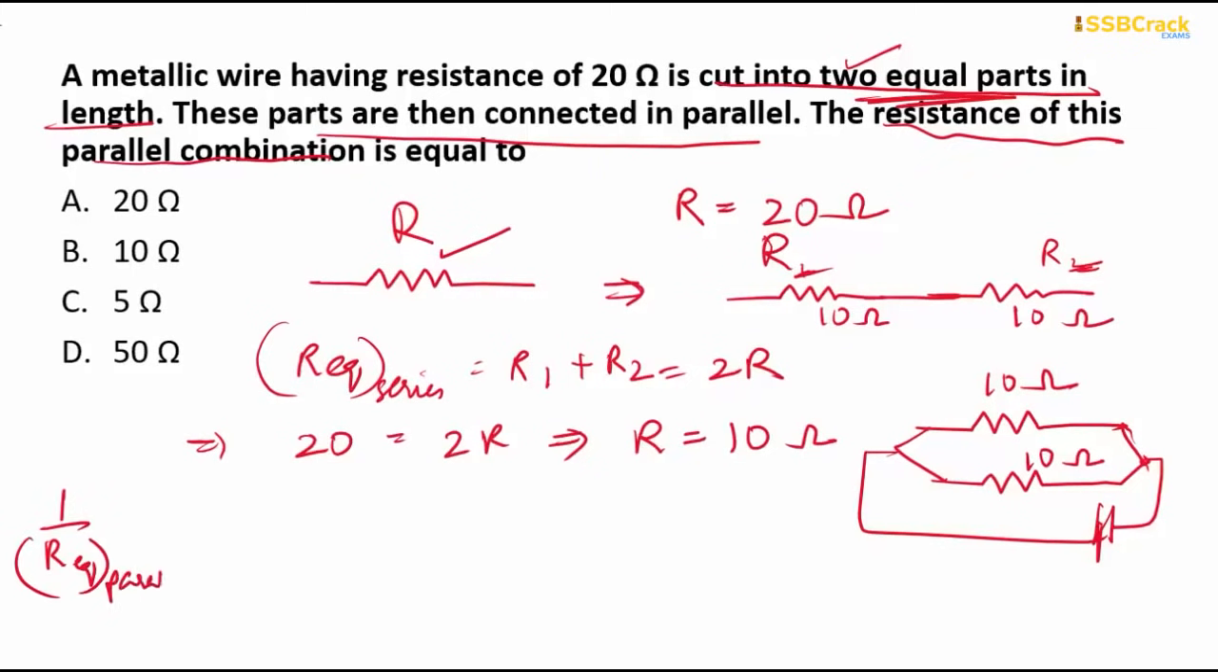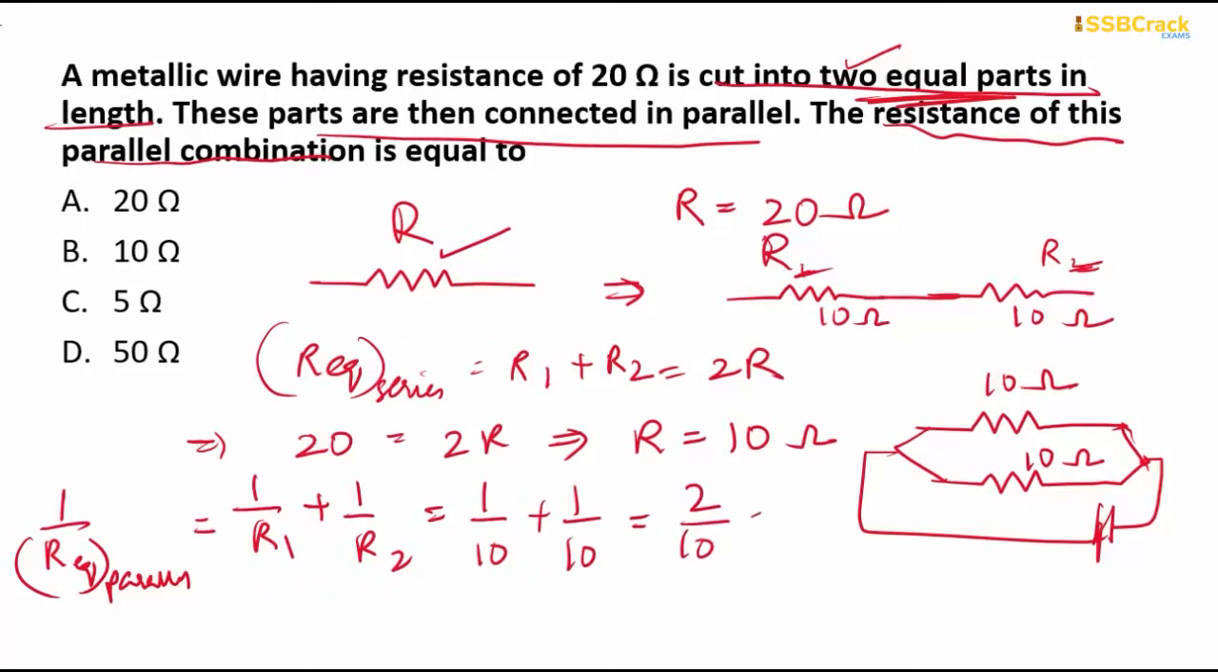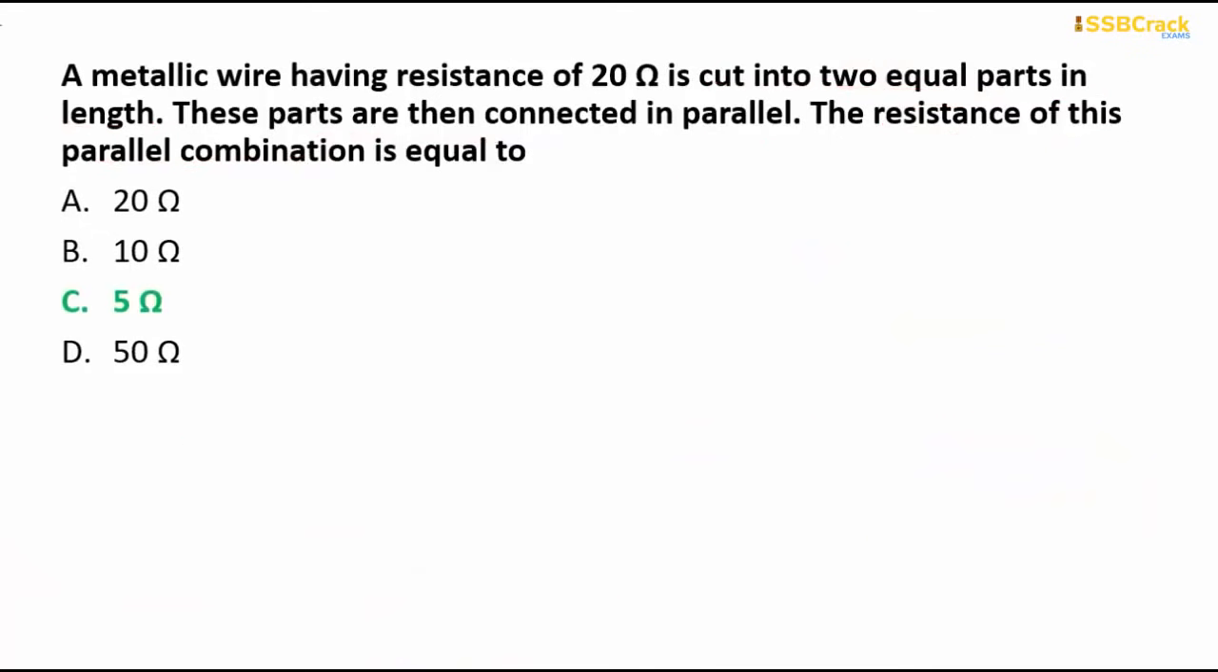1 by R equivalent of parallel is equal to 1 by R1 plus 1 by R2. What is 1 by R1? R1 is 10 and R2 is also 10. 1 by 10 plus 1 by 10 is equal to 2 by 10, which is equal to 1 by 5. So R equivalent of this parallel combination is equal to 5 ohms. So the correct answer for this is option C, that is 5 ohms.